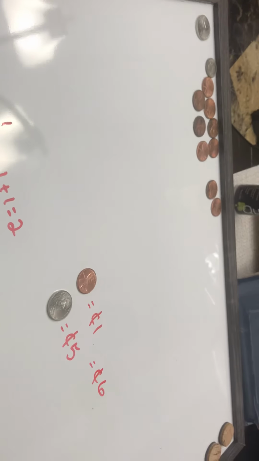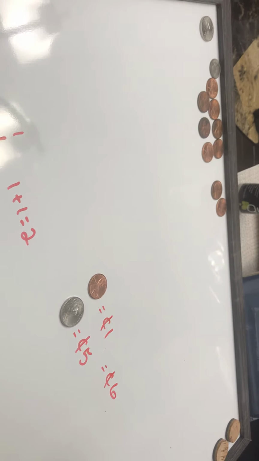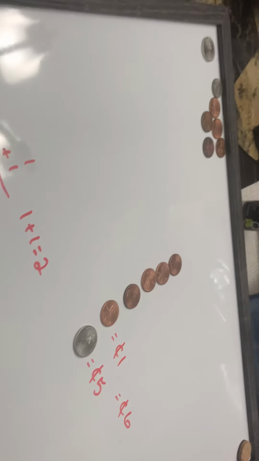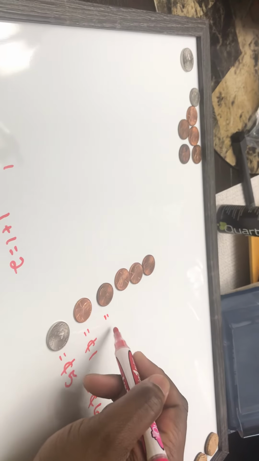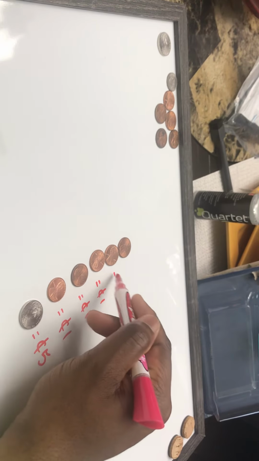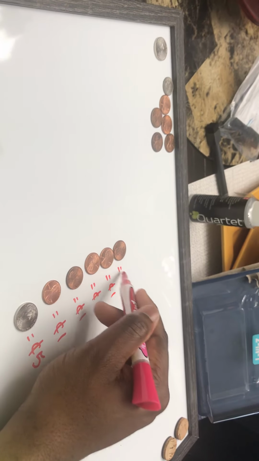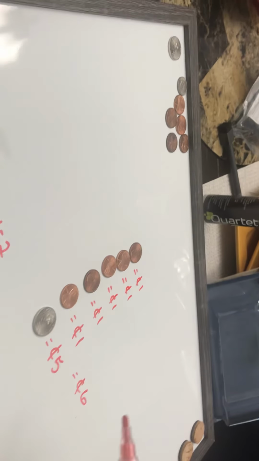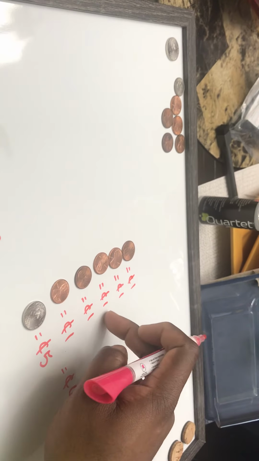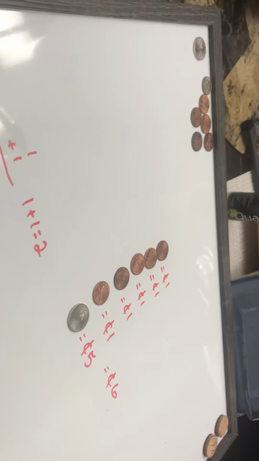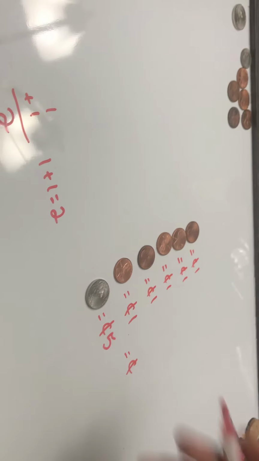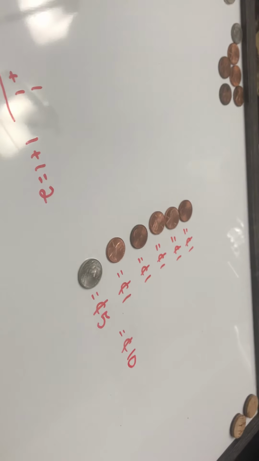Now, let's do this. What happens if we were to add, let's go with 4 more pennies. 4 more pennies. Remember, a penny equals 1 cent. 1, 1, 1. So now, if we count 5, 6, 7, 8, 9, 10, we now have a new total of, you guessed it, 10 cents.